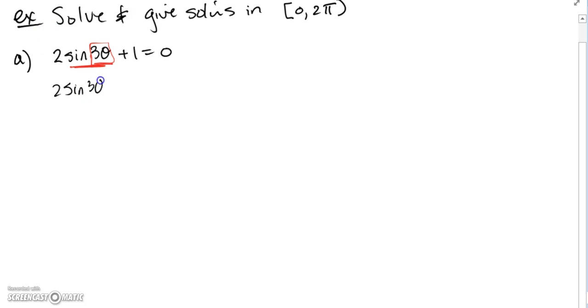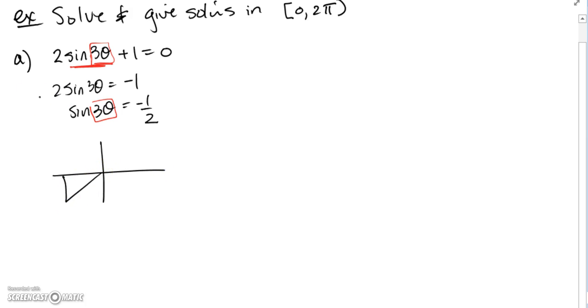2 sine 3 theta equals -1, and sine of 3 theta is -1/2. So again, my goal is to figure out when sine of something is equal to -1/2. That happens in two places, quadrants 3 and 4. It looks like it's gonna be a special angle.